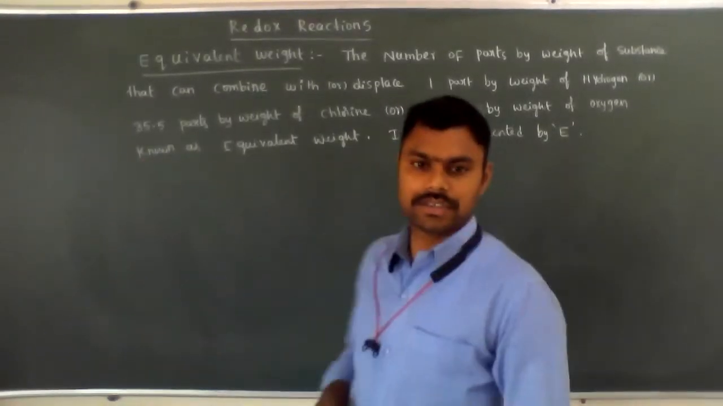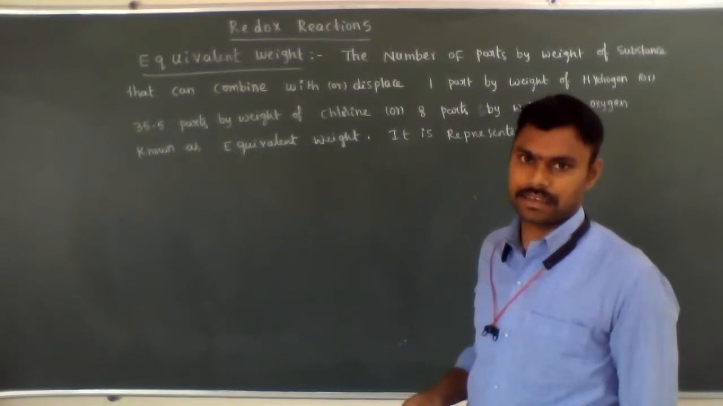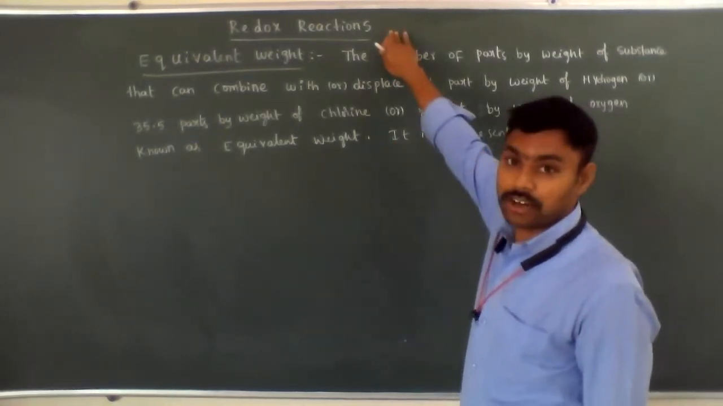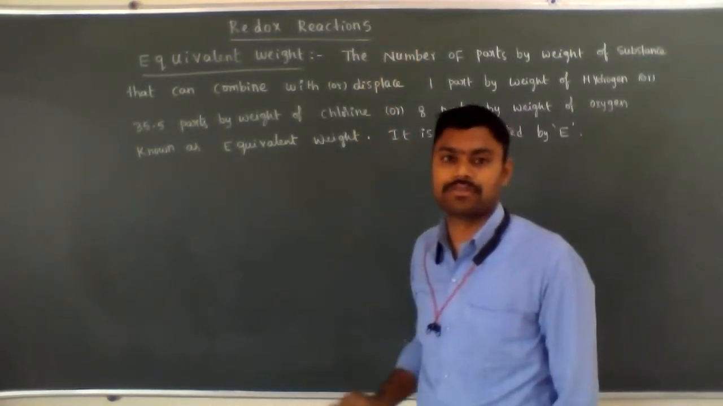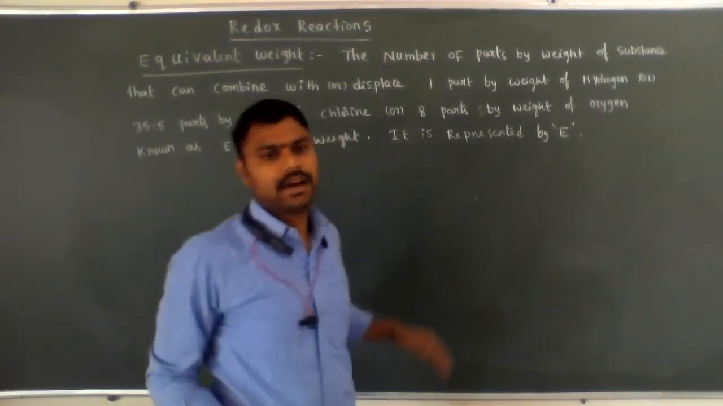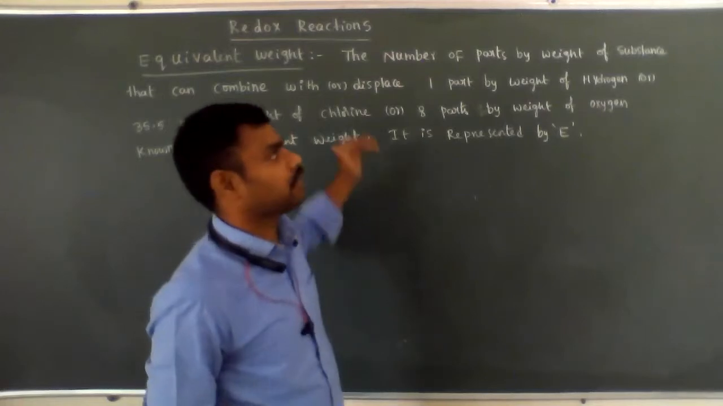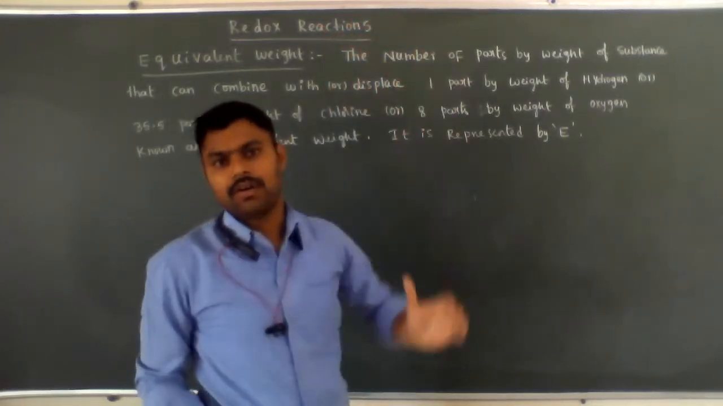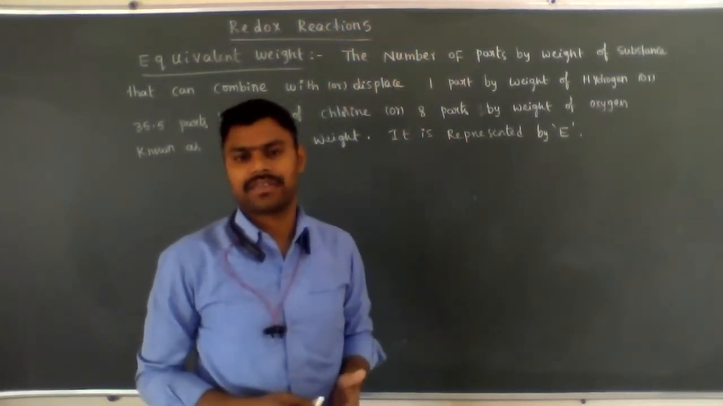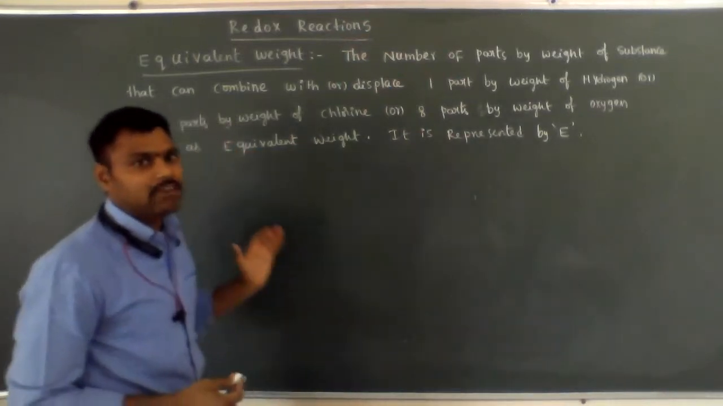Okay, dear all students, the next important chapter is redox reactions. For discussing redox reactions, first we need to learn what equivalent weight is and what the oxidation state is. After that, how to calculate the oxidation state or oxidation numbers. After that, we need to discuss what redox reactions are and the different types of redox reactions. So, let's see about equivalent weight.